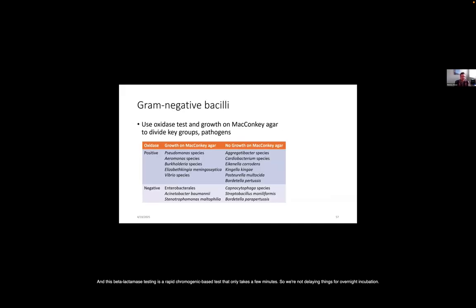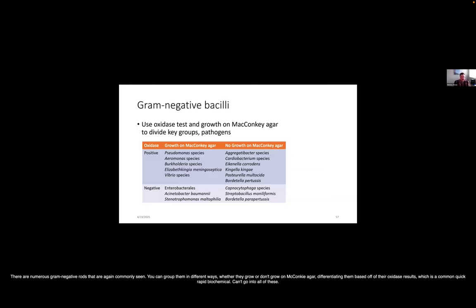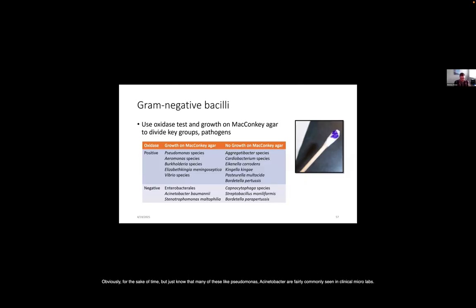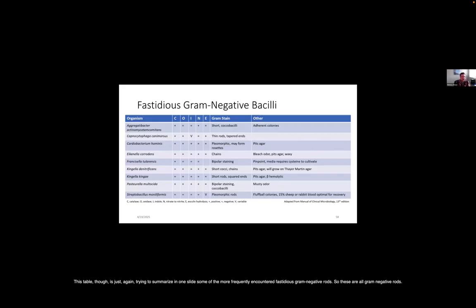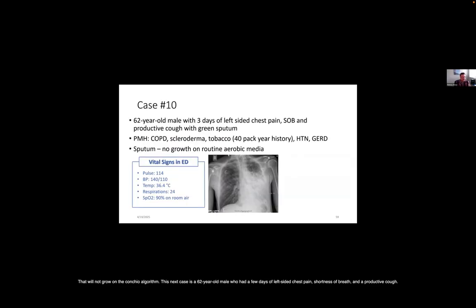There are numerous gram-negative rods that are, again, commonly seen. You can group them in different ways, whether they grow or don't grow on MacConkey agar, differentiating them based off of their oxidase results, which is a common, quick, rapid biochemical. We can't go into all of these, obviously, for the sake of time, but just know that many of these, like Pseudomonas and Acinetobacter, are fairly commonly seen in clinical microlabs. This table, though, is just trying to summarize in one slide some of the more frequently encountered fastidious gram-negative rods. So these are all gram-negative rods that will not grow on MacConkey agar.